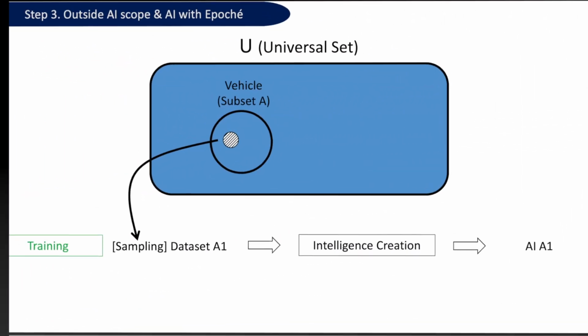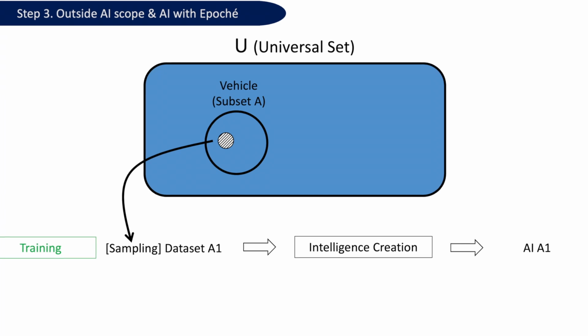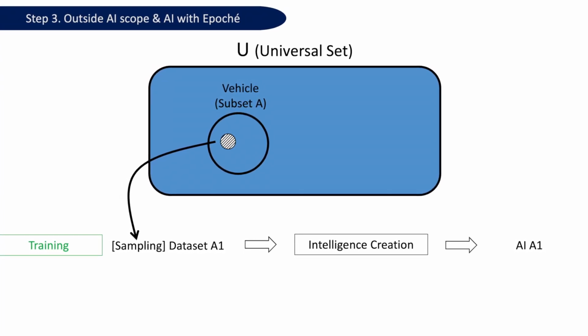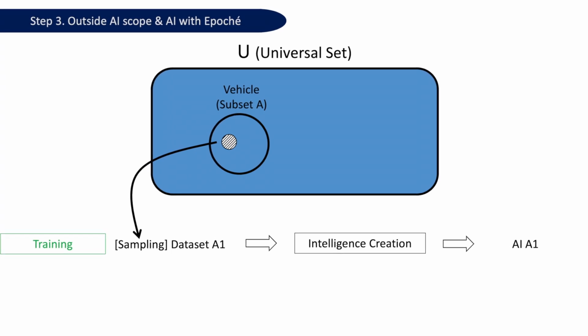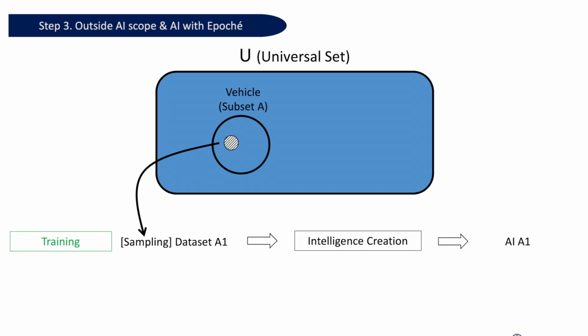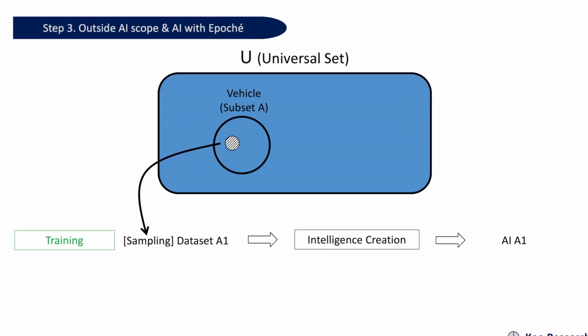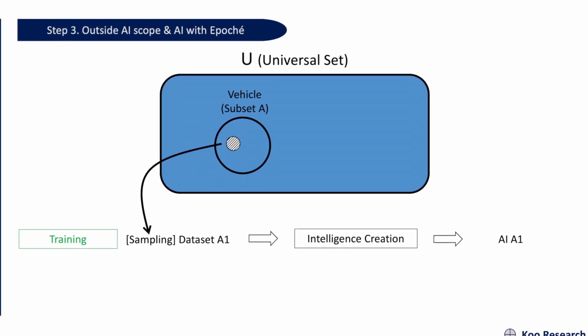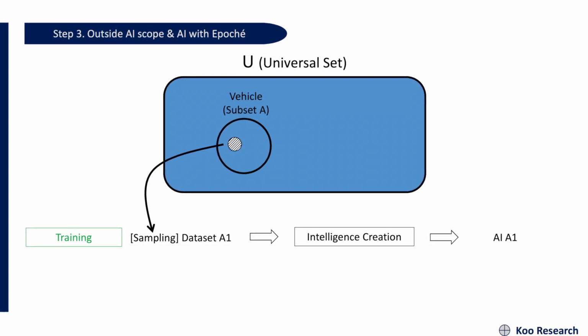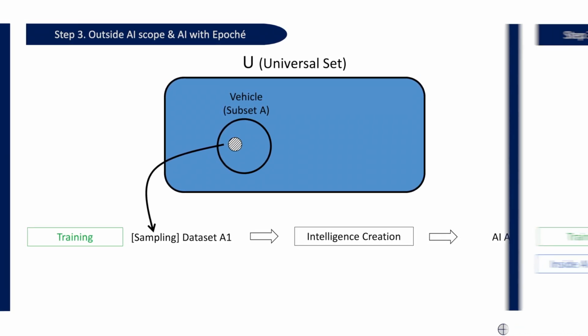Step 3. Outside AI scope and AI with epoch. The figure depicts a scenario where I intentionally picked random samples from a group labeled vehicles to create dataset A1. Now, let's delve into when the recognition scope AI A1, derived from dataset A1, fits within the inside scope, and when it falls outside the scope.